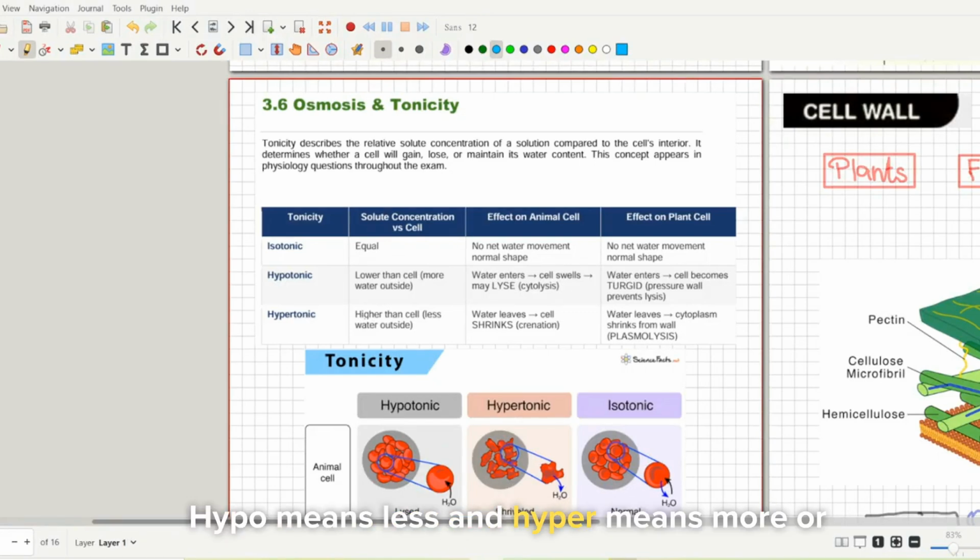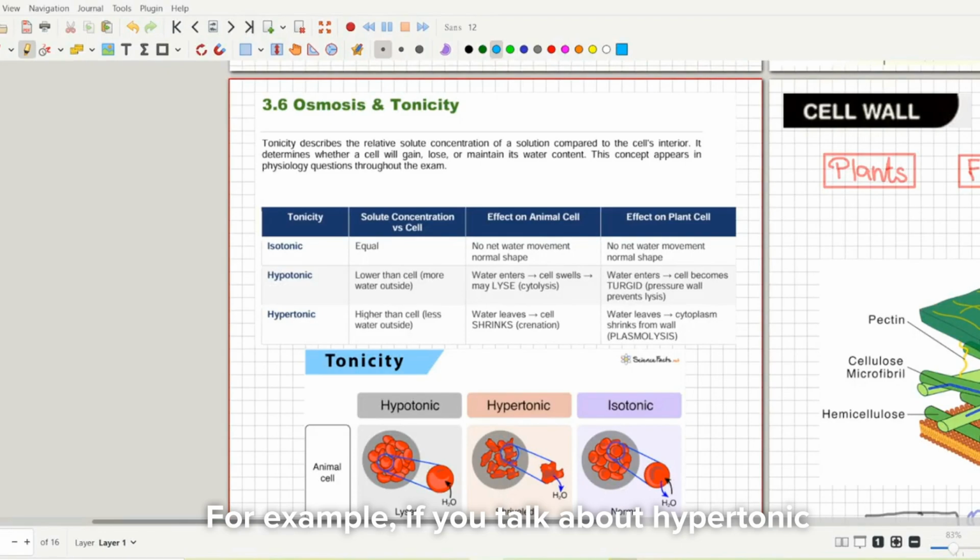Hypo means less and hyper means more or higher. So hypotonic condition is the condition in which solute is less. You only need to know about the solute part, and then you can just do the reverse for solvent. So you need to know that hypotonic means that the solute is less in the cell, and for hypertonic you need to know that the solute is higher in amount or higher in concentration in the cell than the outside of the cell.